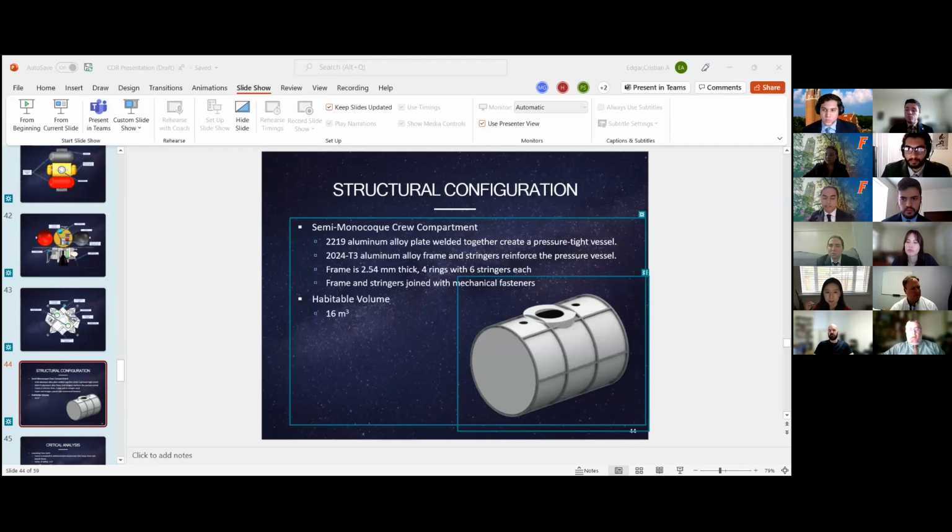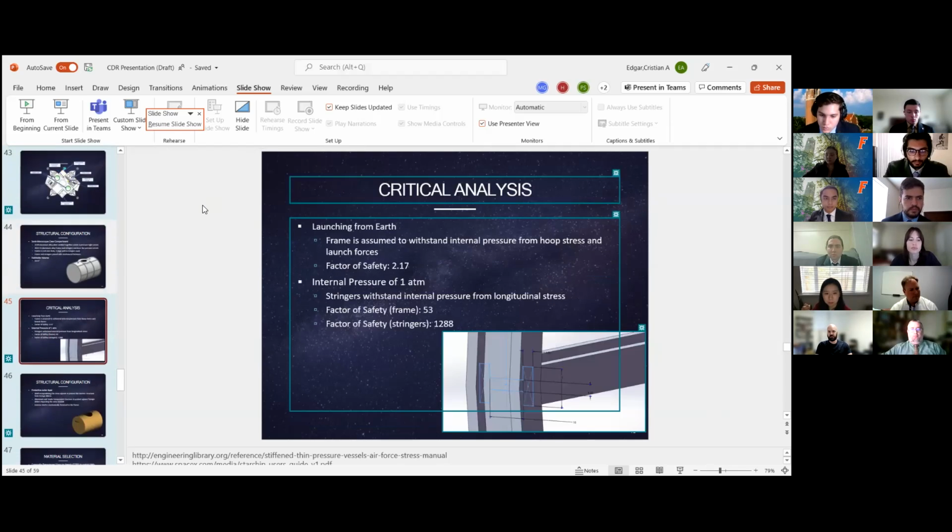So hand calcs were used for all of the structural analysis. If you go to the next slide, to determine the stresses for launching from Earth, we know the mass of the EEV, which was determined using SolidWorks. The acceleration is known from Starship records or their predictions. So then from there, we can determine our force.